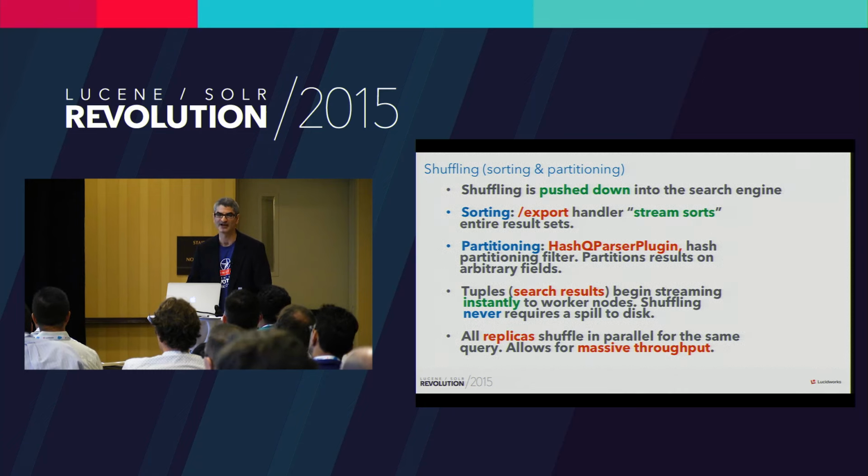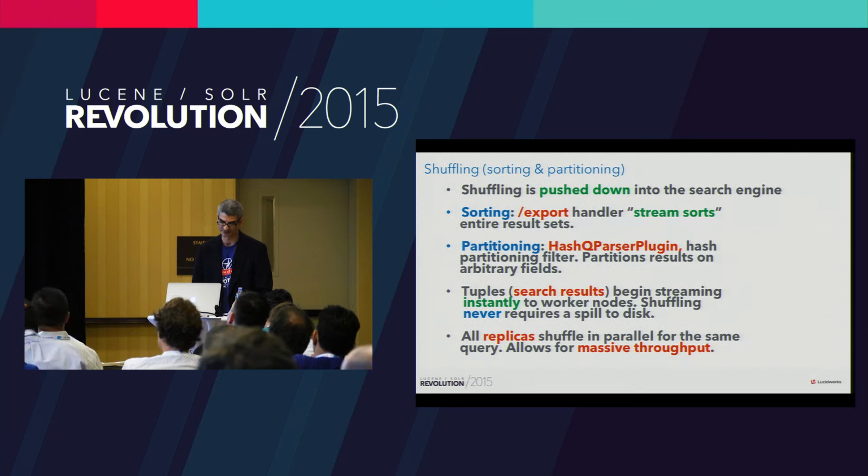Basically, if you have 20 million documents, it will stream sort the whole thing. It never uses disk. The hash partitioning QParser plugin is what's used to do the partitioning part of the shuffling. Basically, this is a filter, and so it partitions on arbitrary fields. So these two combined, low-level pieces of Solr are the things that actually do the shuffling.